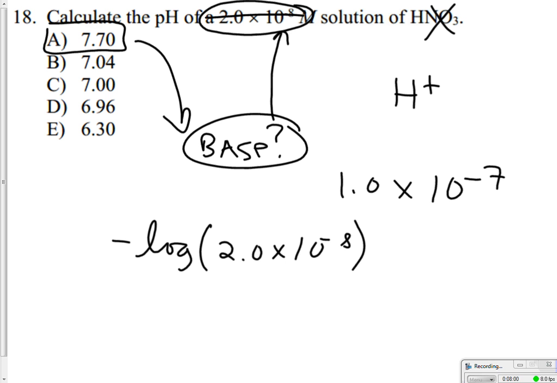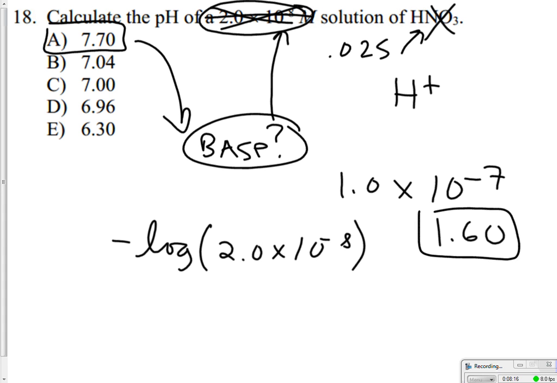If I gave you something like 0.025, that's what you should be in. It's a strong acid, you would just take the negative log of it. So I go 0.025, log, sign change, the pH of that is going to be 1.60. That's what I would expect you to do tomorrow. The problem is the initial molarity on that one was way too small. It's actually ridiculous.